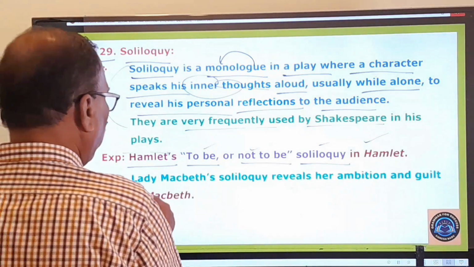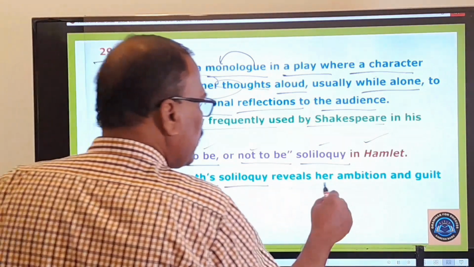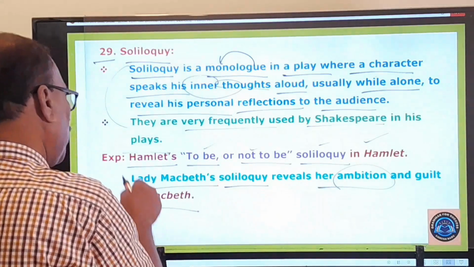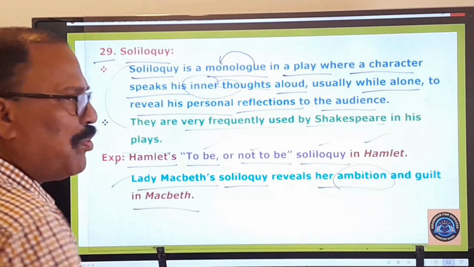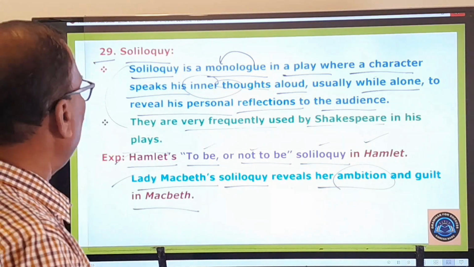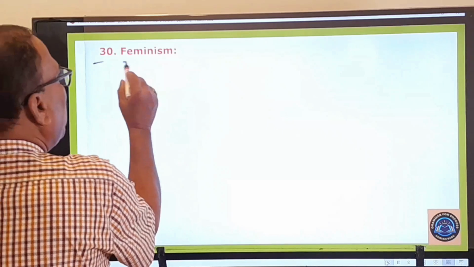And here Lady Macbeth's soliloquy reveals her ambition and guilt in Macbeth. So these two examples are there. And now you move on to the next literary device, the 30th one, feminism.